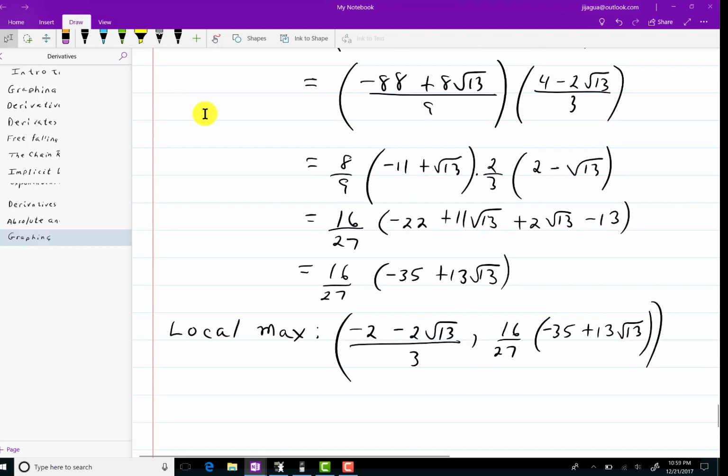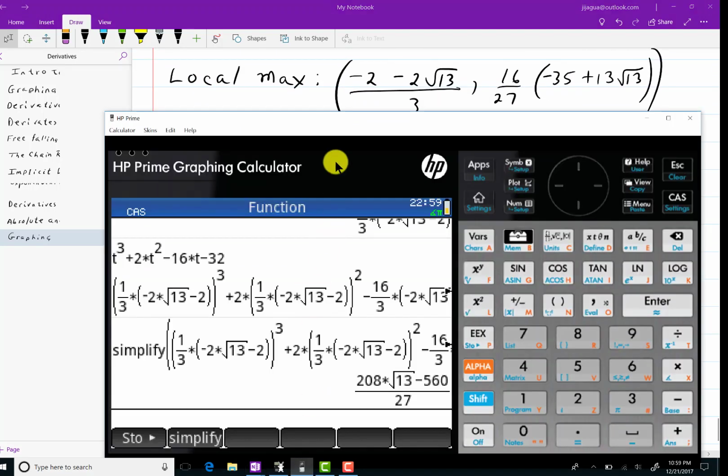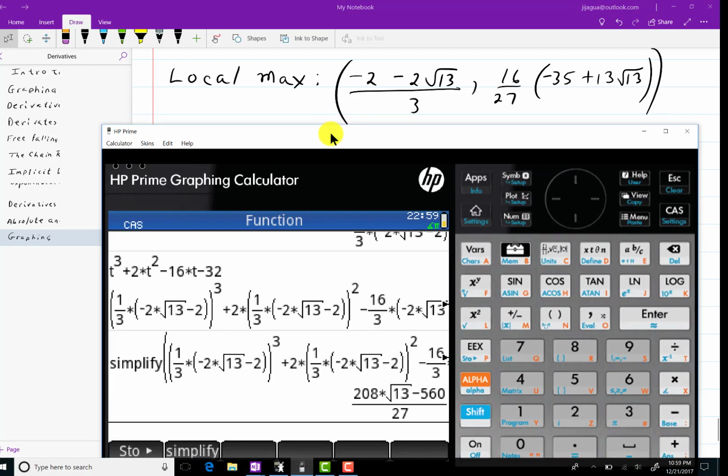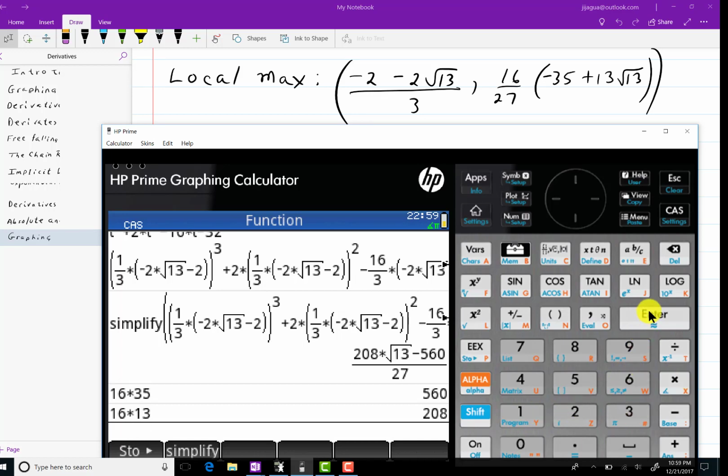There was my final answer. Let me put it up here so I can compare it to the calculator more easily. All right, the over 27 is certainly a nice sign. What is 16 times negative 35? Is it negative 560? It indeed is. And then what is 13 times 16? I think we know it's 208. So my answer is the correct answer.